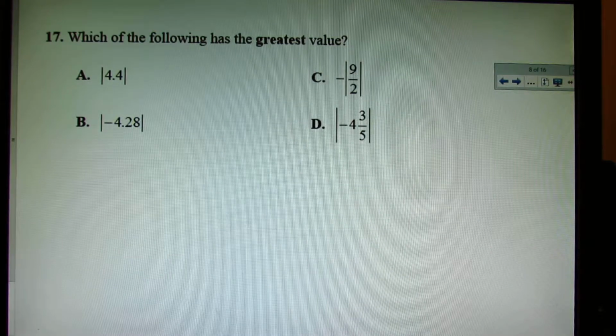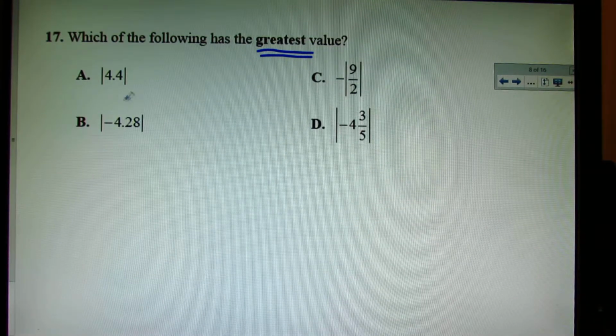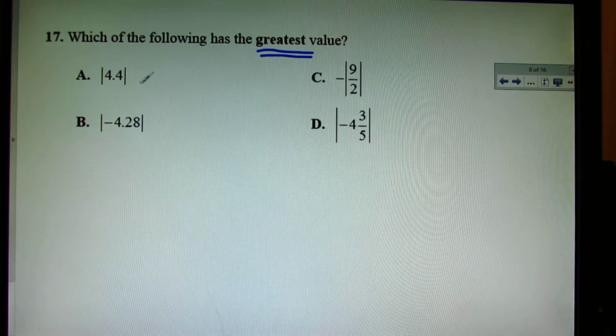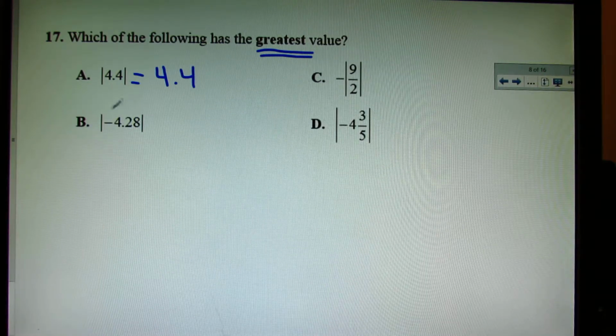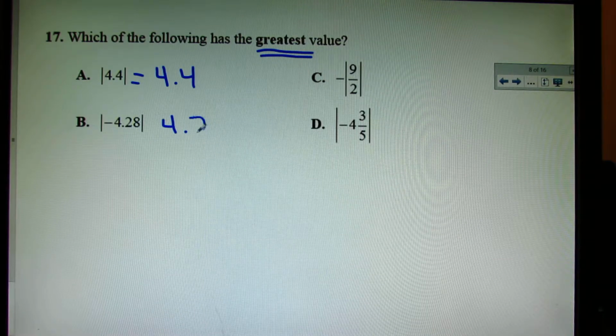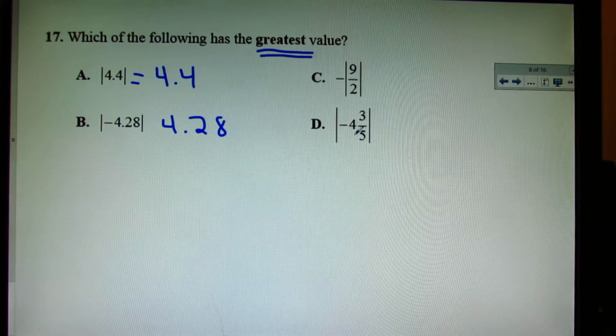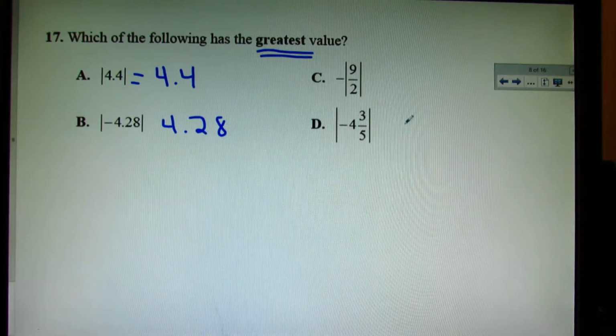Next one, which of the following has the greatest value? Again, man, a lot of questions like this. Okay, well, some of them are decimals and some of them are fractions. It's probably going to be helpful, I think, to change them all into decimals. So what we're going to do here, what's the absolute value of 4 and 4/10? That's just 4 and 4/10. The absolute value of -4 and 28/100? That's 4 and 28/100.